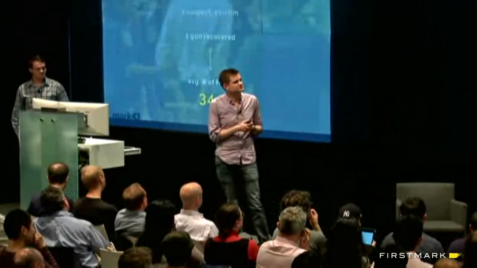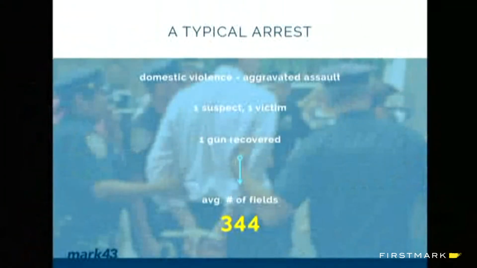So let's actually do a little bit of a deeper dive into what a typical arrest looks like. Let's say I respond to a home for a domestic assault between a husband and a wife. The guy has a gun. It's an aggravated assault. There's one suspect. There's one victim. The average number of fields a police officer is going to have to probably fill out for that report is around 350.